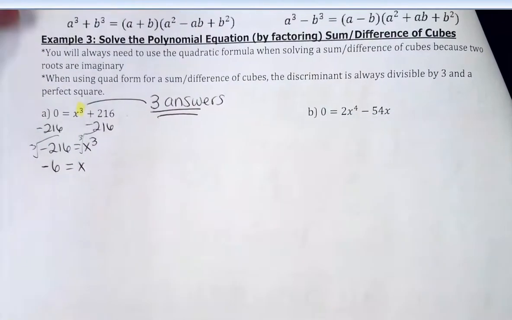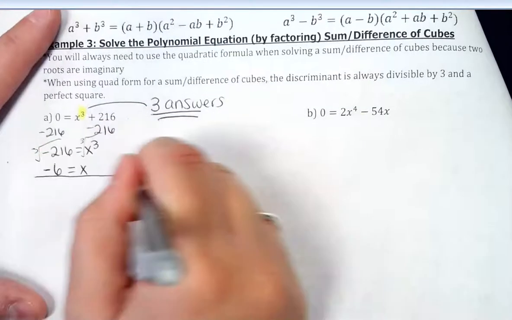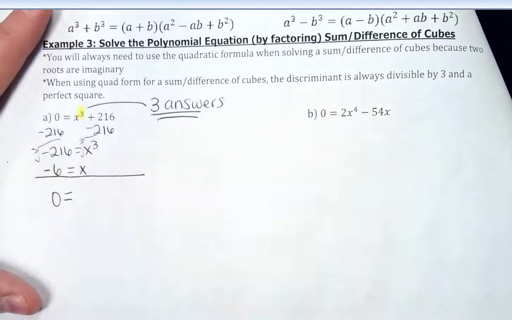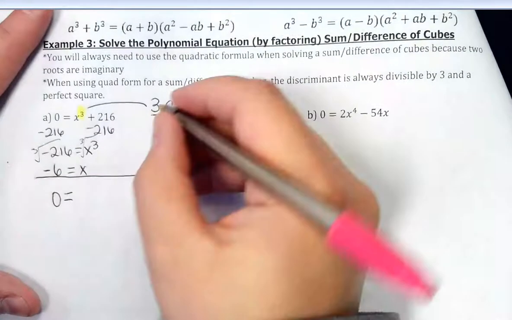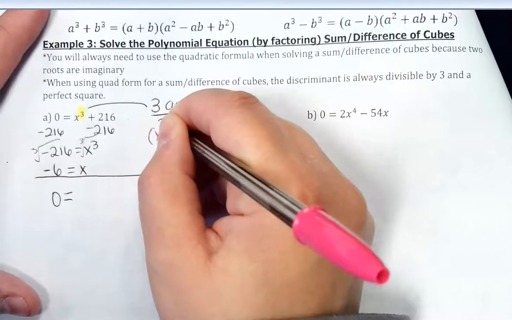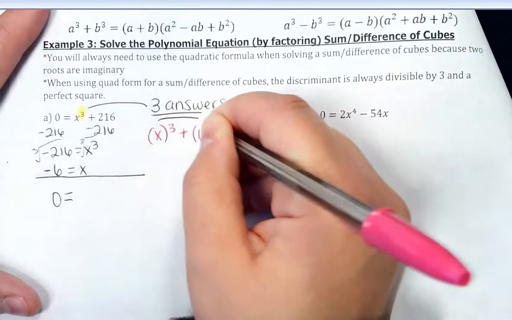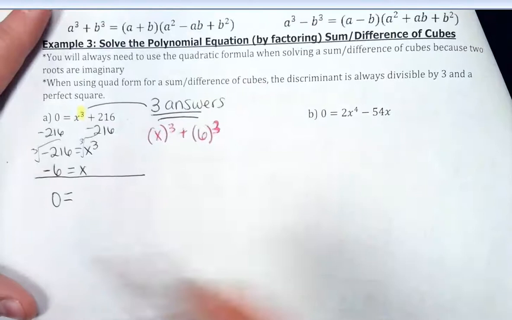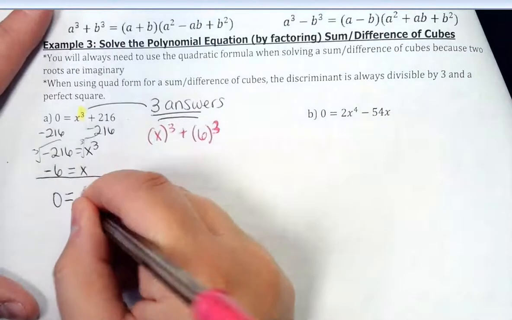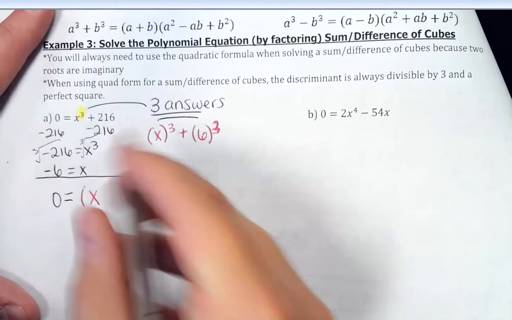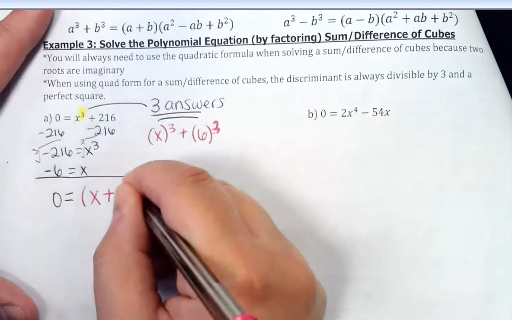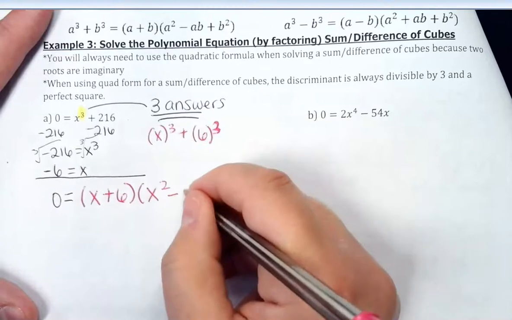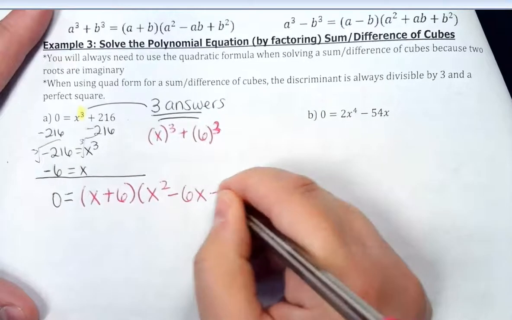So let me go through, and I'm going to actually solve this the correct way. So let's do the factored form here. So this is x cubed plus 216, which is 6 to the third power. So I'm going to factor this like we did on the front. So your a would be x, your b would be 6. This would factor into x plus 6. X squared, a times b would be 6 times x. B squared would be 36.